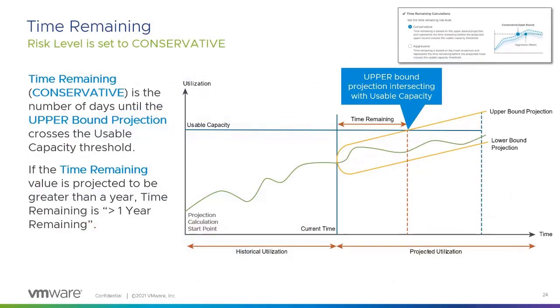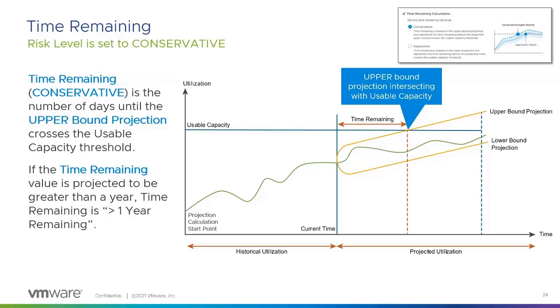Okay, so now I mentioned several different terms from the capacity engine output. So now I want to go through and define what those terms are and how they come into play. I've got several charts here, which I'll run through.